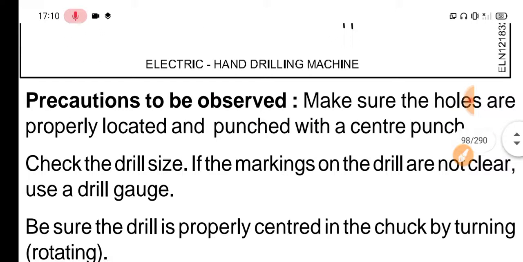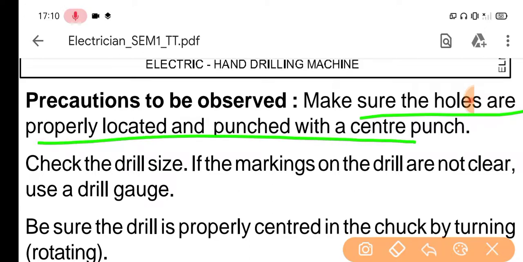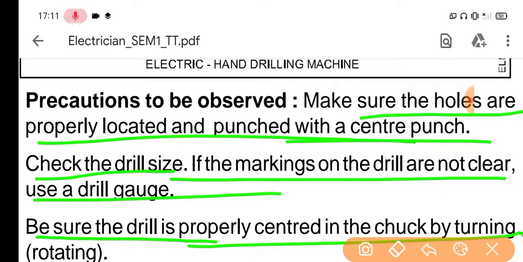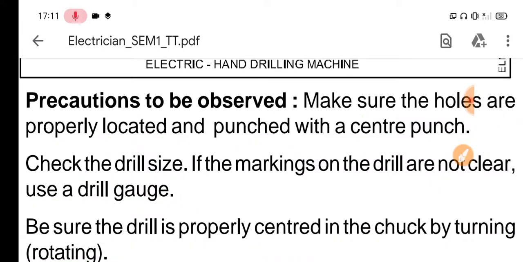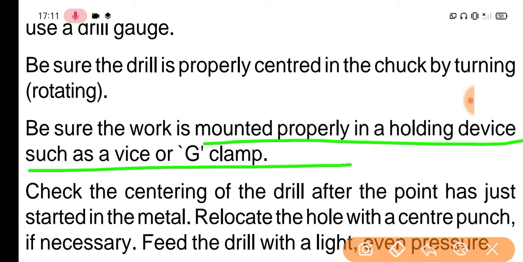Precautions to be observed: make sure the holes are properly located and punched with a center punch. Check the drill size. If the marking on the drill is not clear, use a drill gauge. Be sure the drill is properly entered in the chuck by rotating, and be sure the work is mounted properly in a holding device such as a vice or G-clamp.